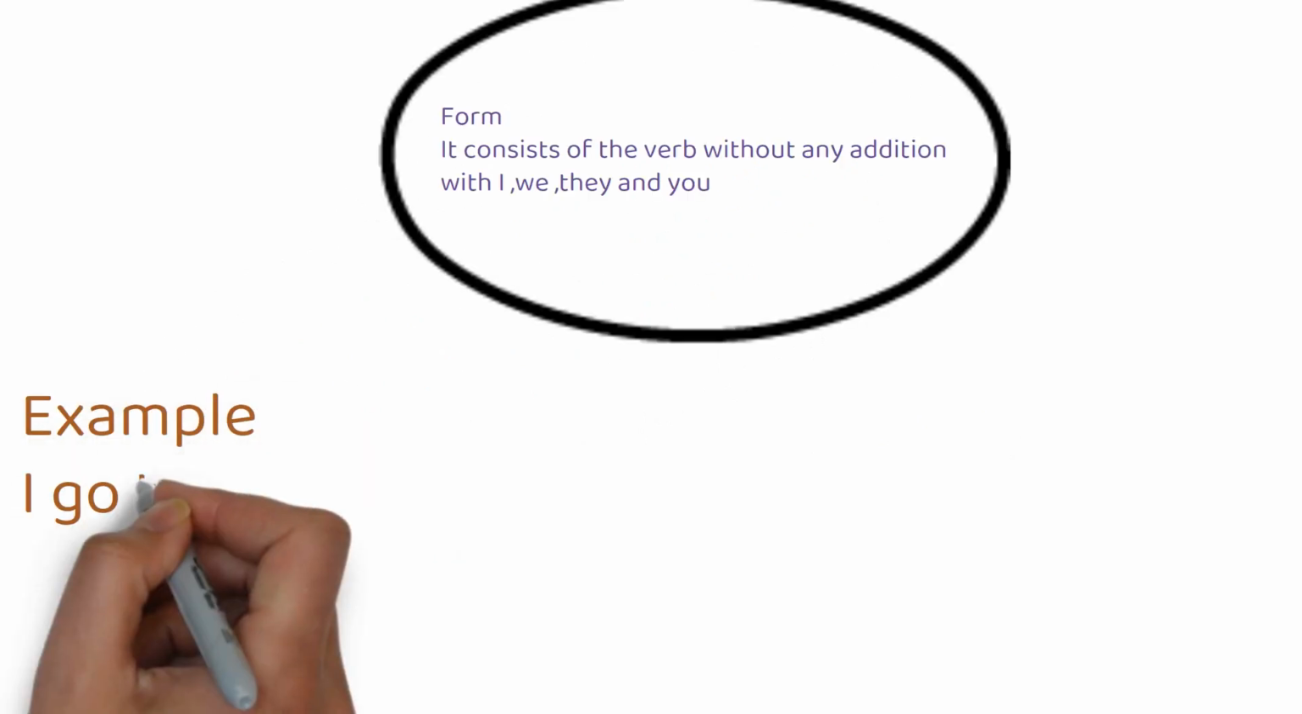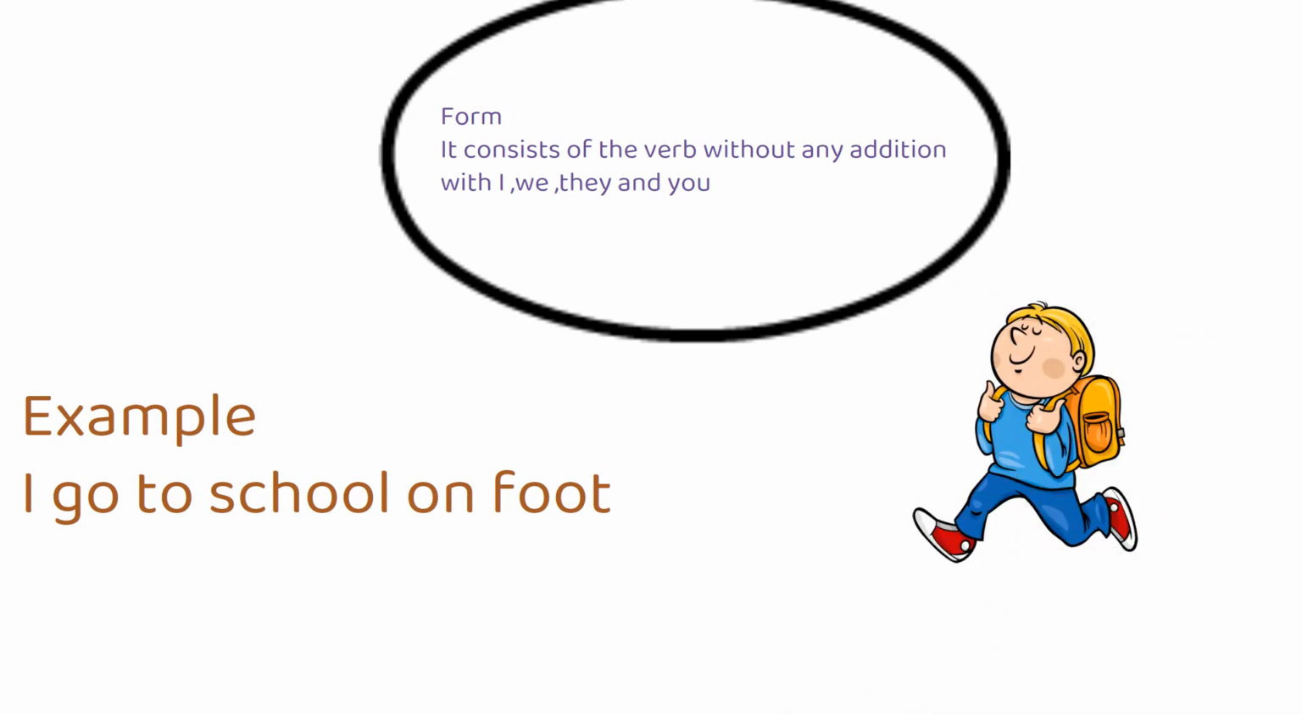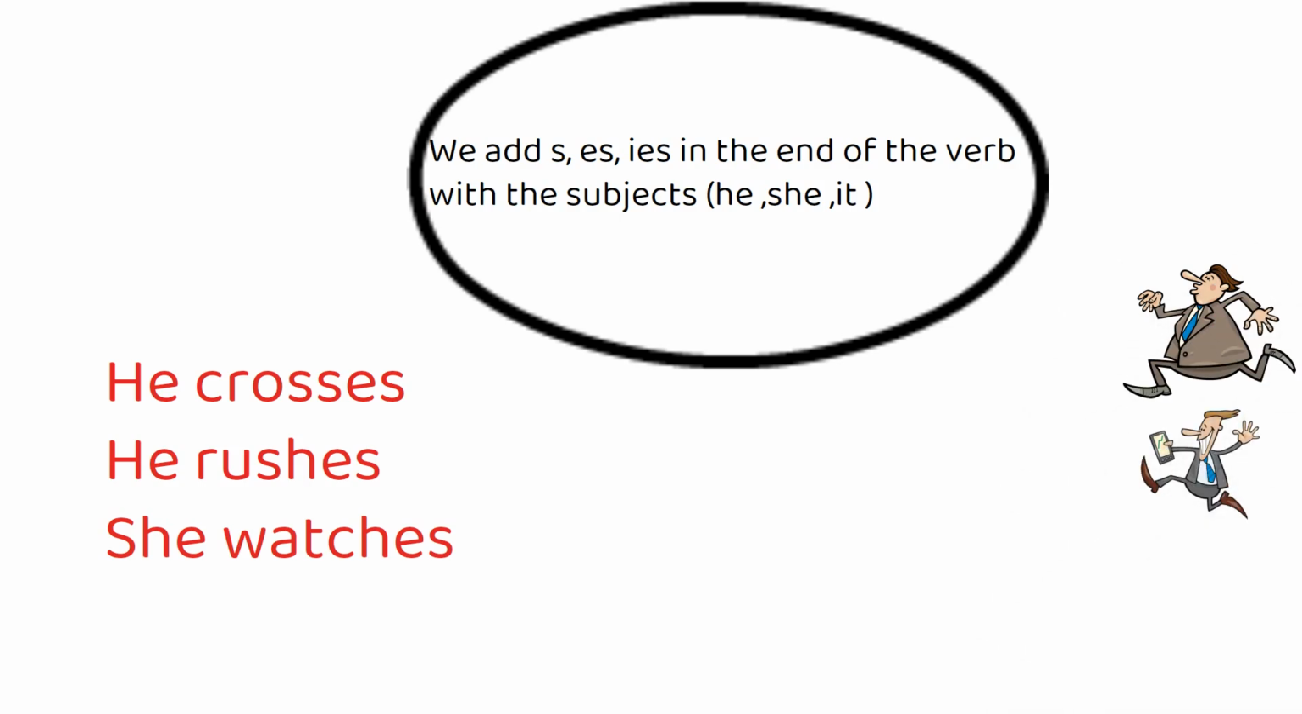Form. It consists of the verb without any addition with I, we, they, and you. Example: I go to school on foot. We add s or ies at the end of the verb with the subjects he, she, it. He crosses, he rushes, she watches.